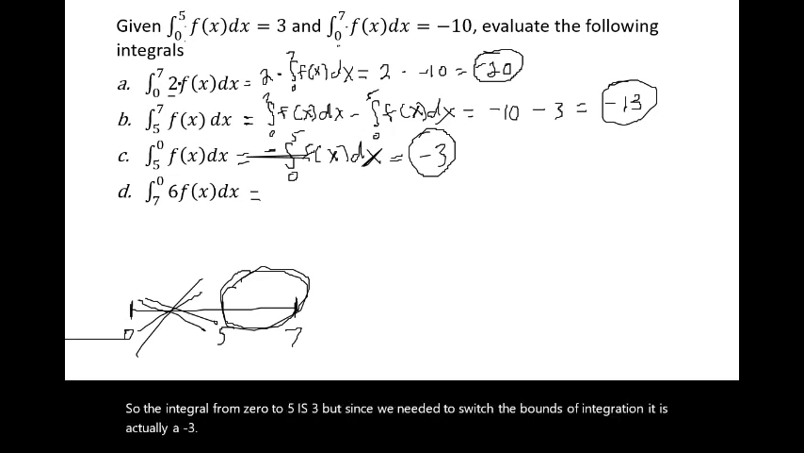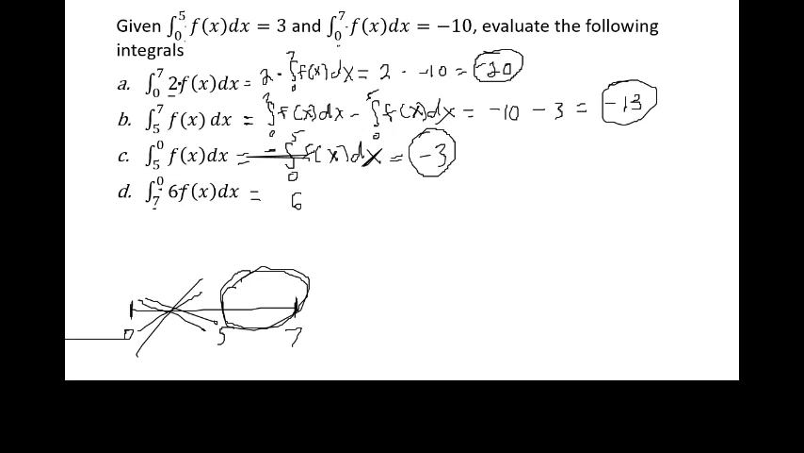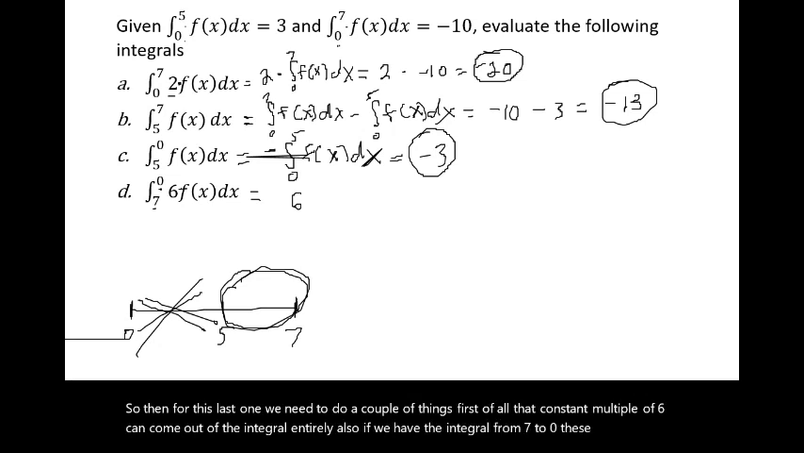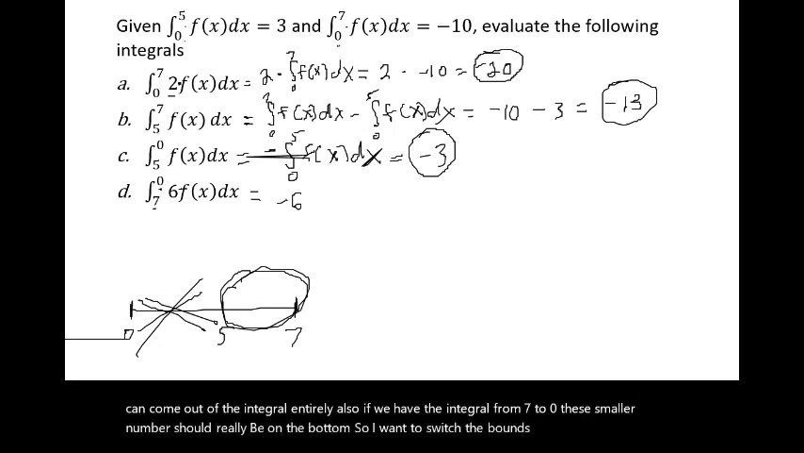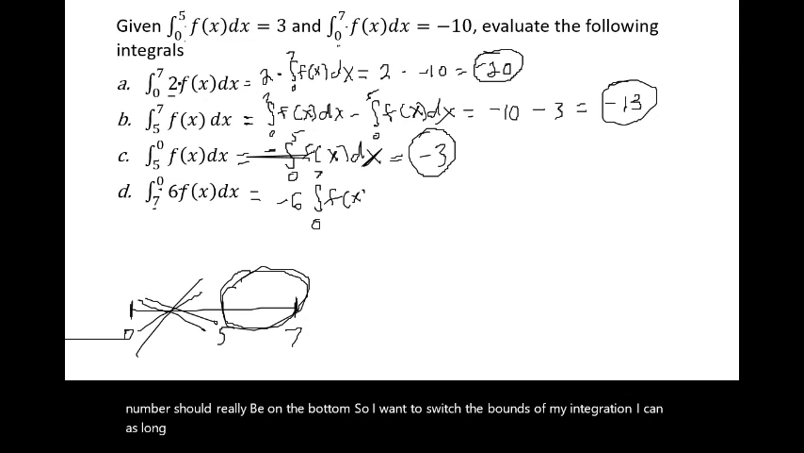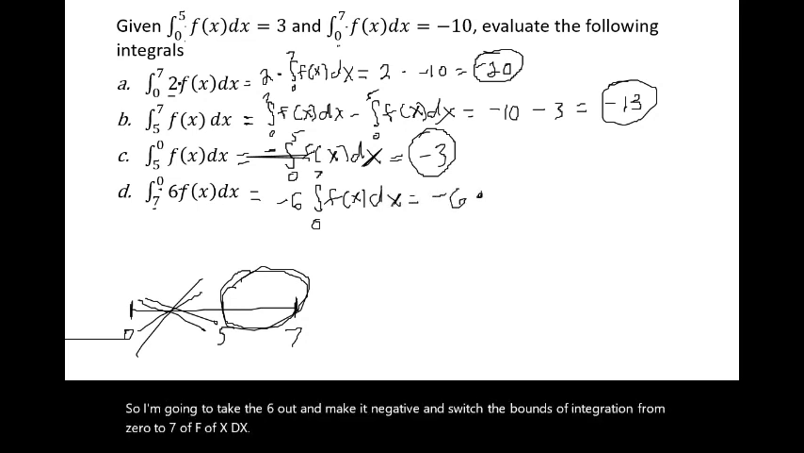So then for this last one, we need to do a couple of things. First of all, that constant multiple of 6 can come out of the integral entirely. Also, if we have the integral from 7 to 0, the smaller number should really be on the bottom. So I want to switch the bounds of my integration, and I can as long as I make it negative. So I'm going to take the 6 out and make it negative and switch the bounds of integration from 0 to 7 of f of x dx. So we get negative 6 times the integral from 0 to 7, which they gave us is negative 10. So negative 6 times negative 10 gives us a final integral of 60.